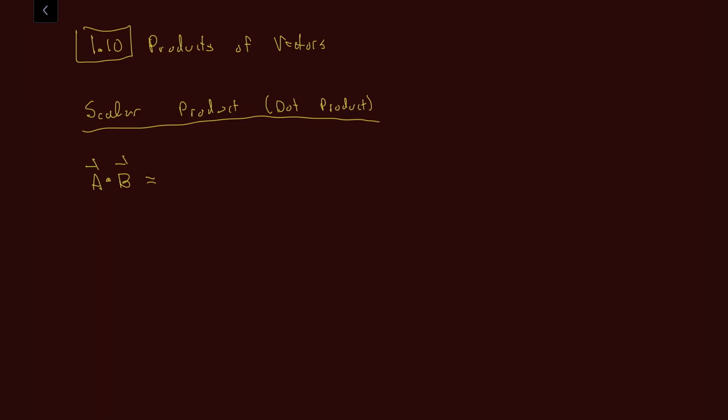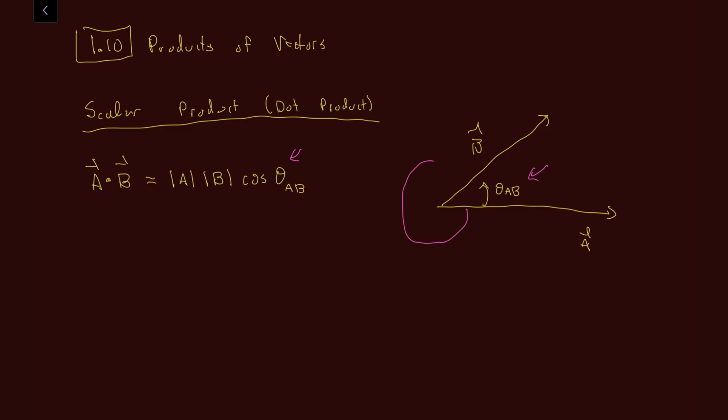But let's continue. A dot B, the scalar product, is equal to the magnitude of A times the magnitude of B times the cosine of theta of A and B. Now, let's unpack this. Let's draw a diagram. Let's say we have vector B here, and vector A here, and let's say that this is the angle between the two vectors. One thing to note, this angle here is the smallest angle in between them. It is never referring to this angle, the largest angle in between the two vectors.